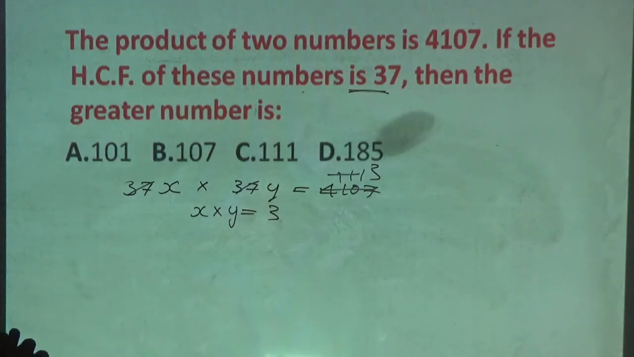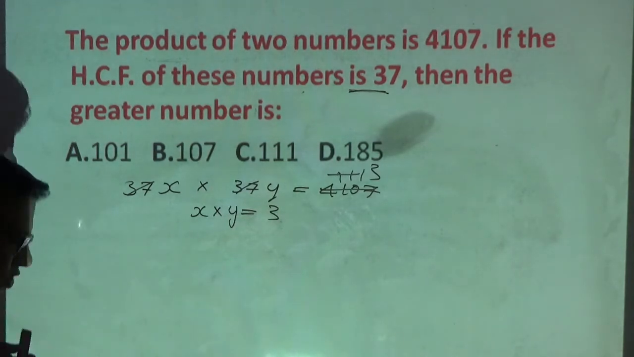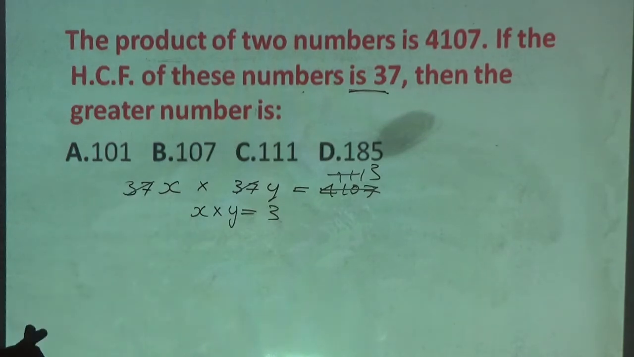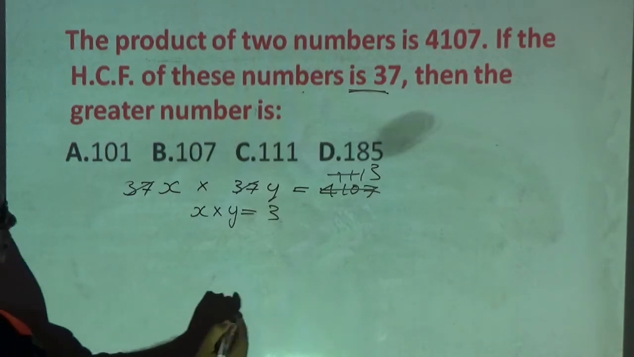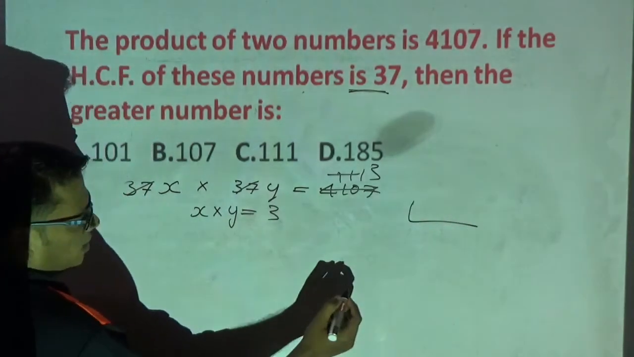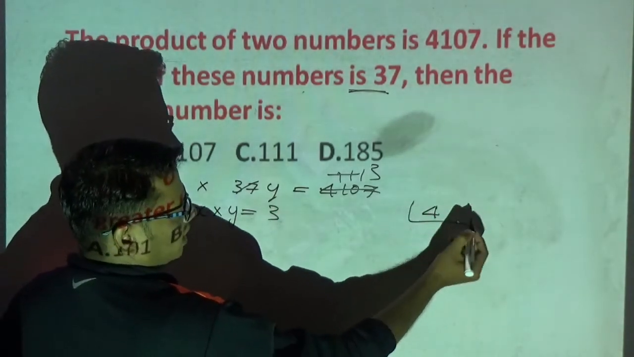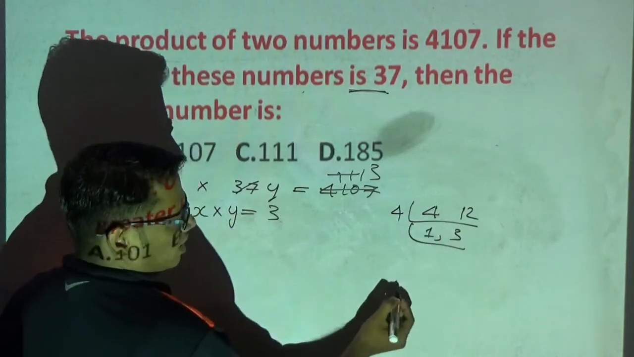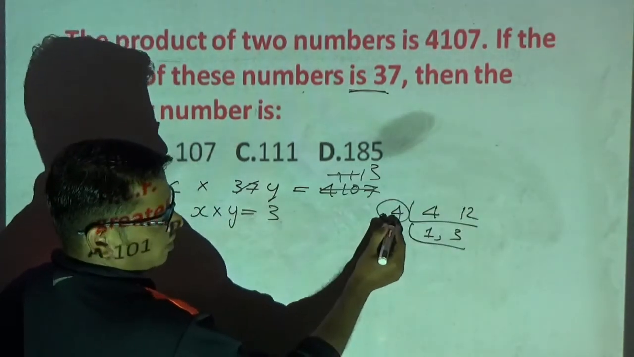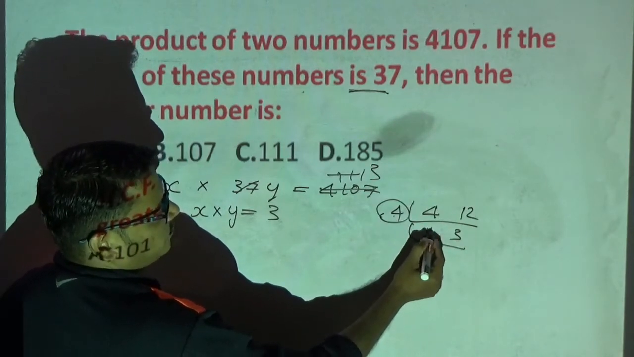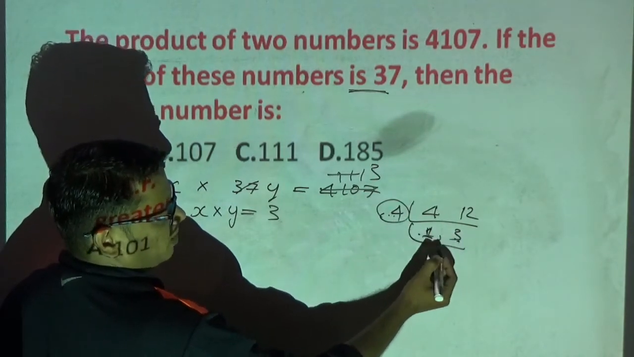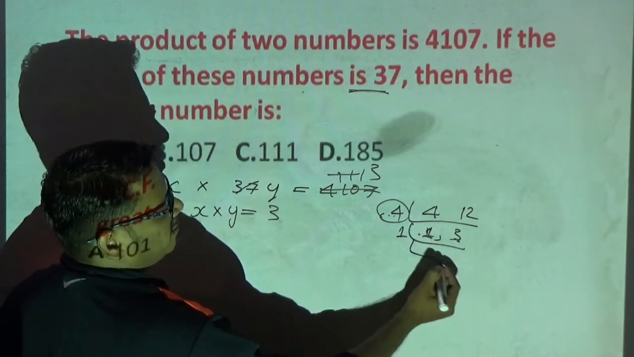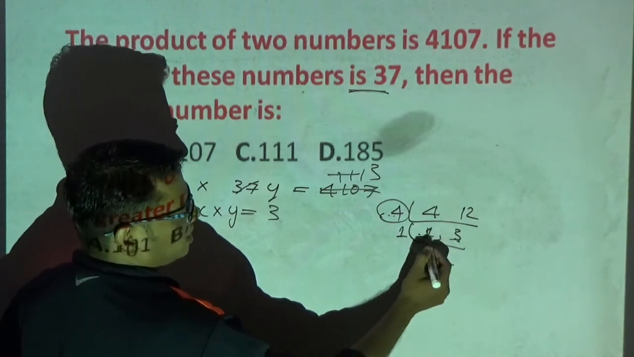Now please observe here. If you take the HCF common, the remaining factors are always co-prime. I will explain with a simple example. Take 4 and 12. 4 ones are 4, 4 threes are 12. The HCF of these two is 4. Then the remaining factors after you find the HCF are always co-prime. That means the maximum thing you can take common is one only. Other things you cannot take common. That is nothing but co-prime.